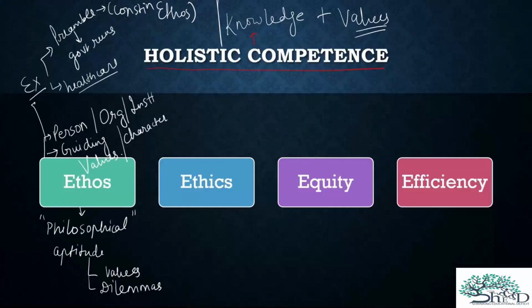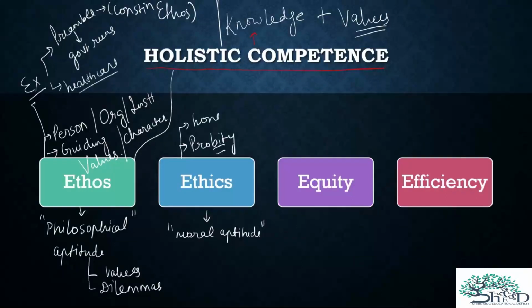Okay, second we come to ethics. Ethics can be known as the moral aptitude of a person. This is basically a foundation which leads to a person following probity. We'll read about probity in detail, don't worry. That leads to the person being honest. If the person is ethical, that person will be honest, upright. Such compassionate behavior will be there, such values will be followed.